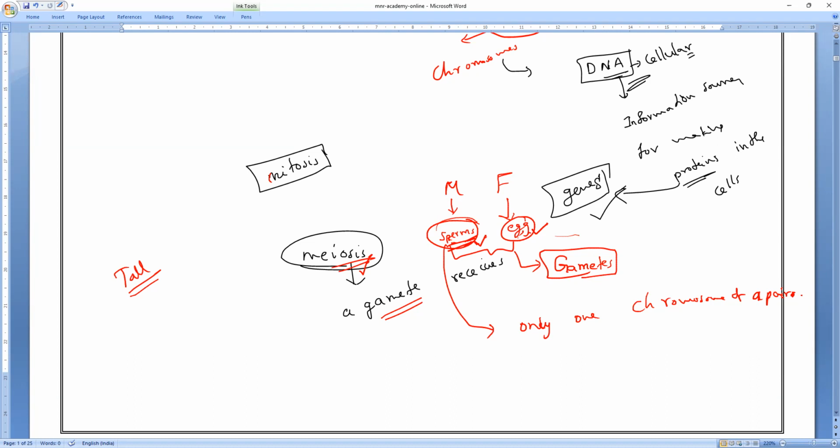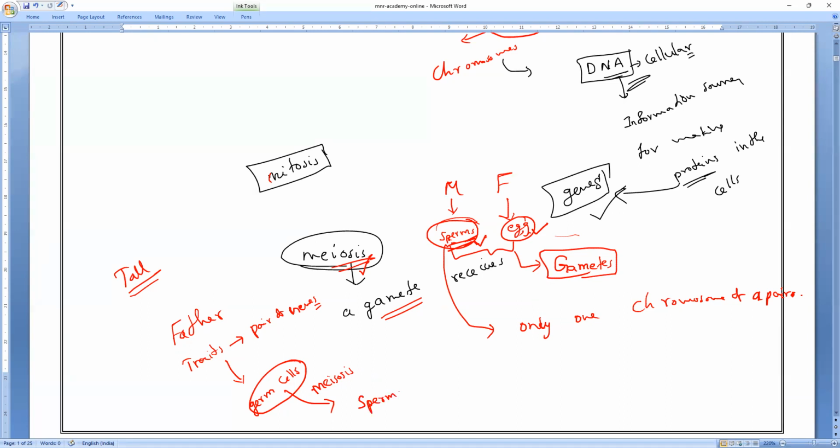Do you understand, everybody? Basically, if I take a father, for every character, for every trait, how many genes are present, everybody? A pair of genes is present. Now, when he is forming the gametes, which we can also call sex cells or germ cells, the meiosis process will take place. So whenever he undergoes meiosis, he will form the what?